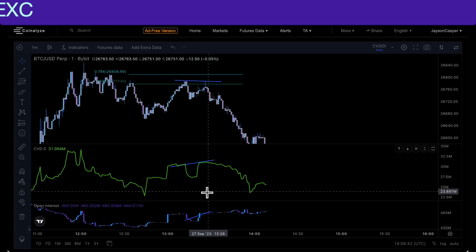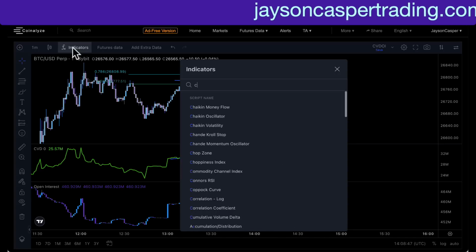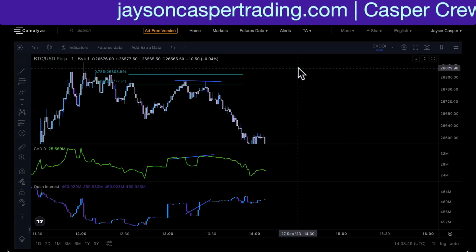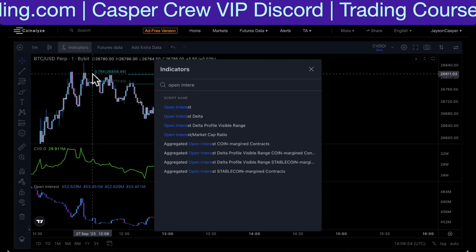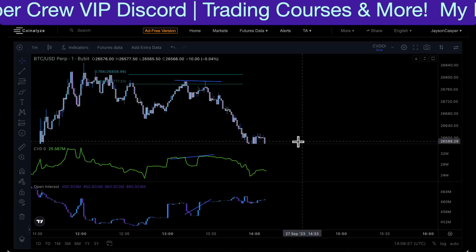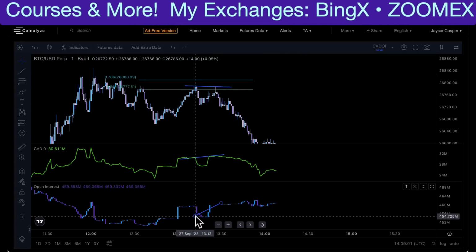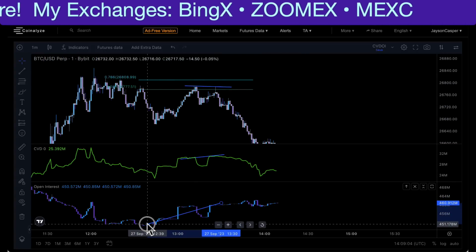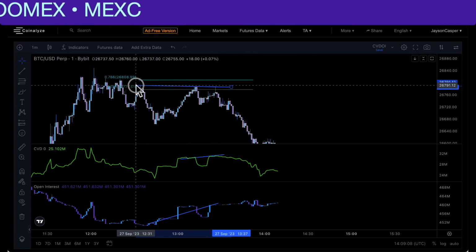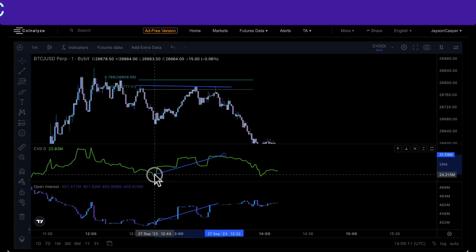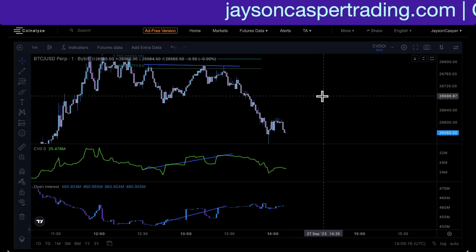When you go to coinalyze.net, the two indicators you're going to turn on are CVD, cumulative volume delta, and open interest. Go ahead and turn those on. Once you have these two indicators on, what are they telling us? Well, the open interest is telling us whether trades are opening or closing. If the open interest is getting higher over time, that is telling us that trades are opening. The CVD is telling us whether the trades are opening long or short.